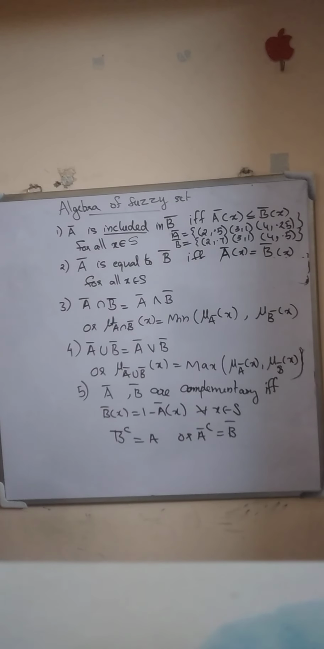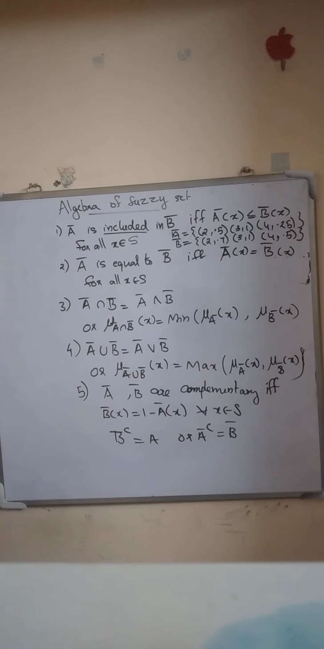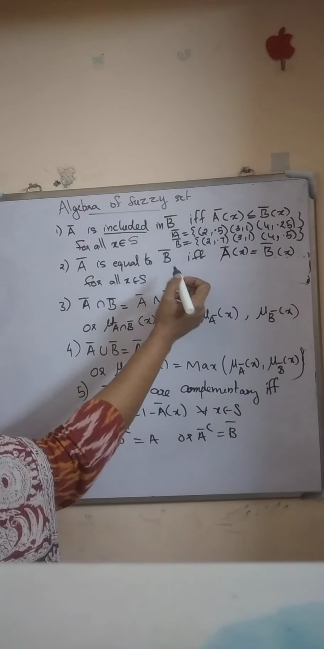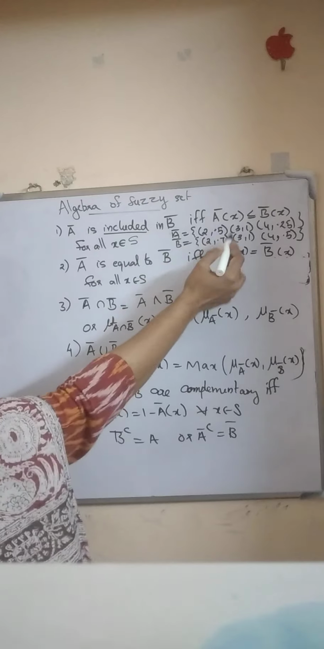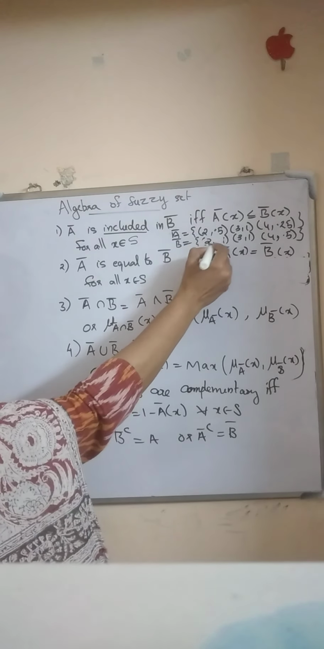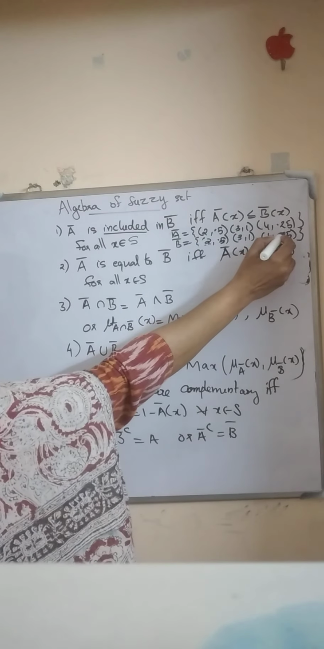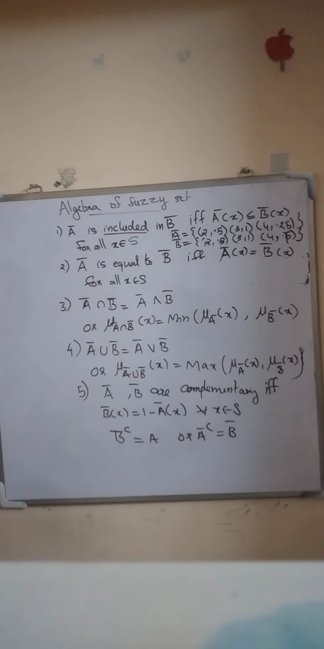Next we consider the equality of two fuzzy sets. A bar is equal to B bar if and only if A bar of x equals B bar of x. That is, if A bar is (2, 0.5), (3, 1) and (4, 0.25), and B bar is also (2, 0.5), (3, 1) and (4, 0.25), then A bar is equal to B bar. That is, the membership values are equal, so the fuzzy sets are equal. Next we consider the intersection of two fuzzy sets.